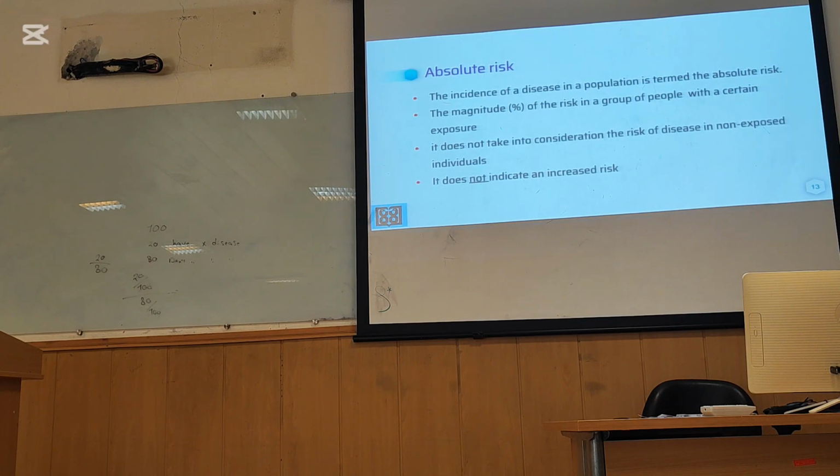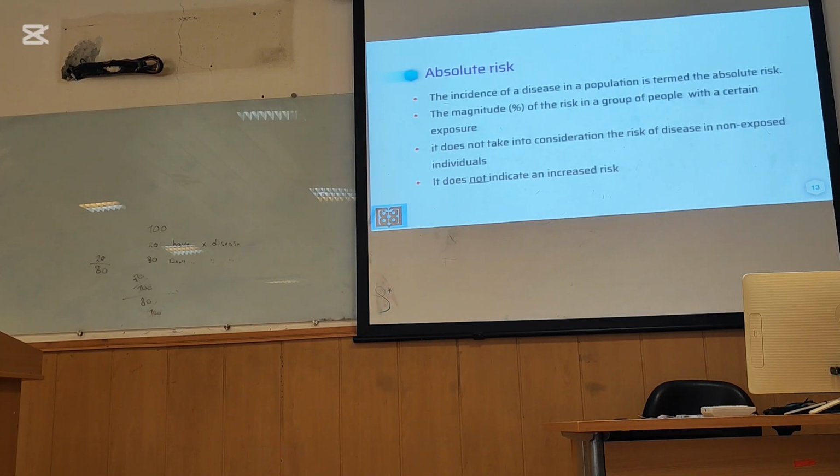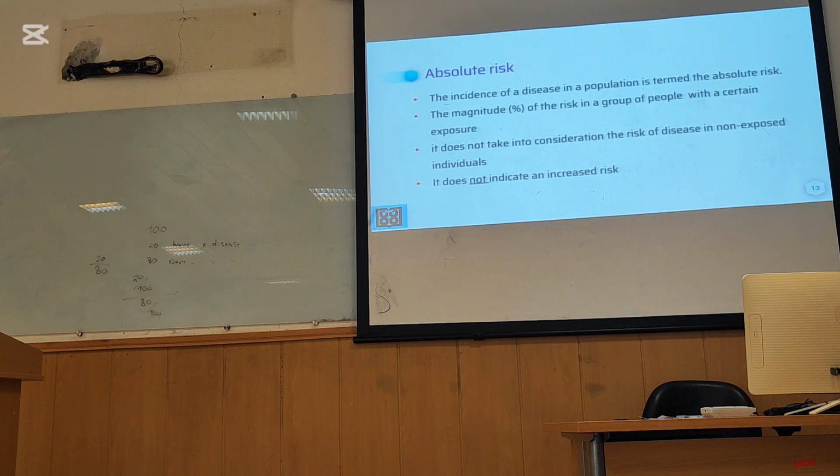For example, you have a cohort study and you can calculate the incidence of a specific disease in the exposed group and the unexposed group. Both of them are absolute risk because you don't compare these incidences. Okay?